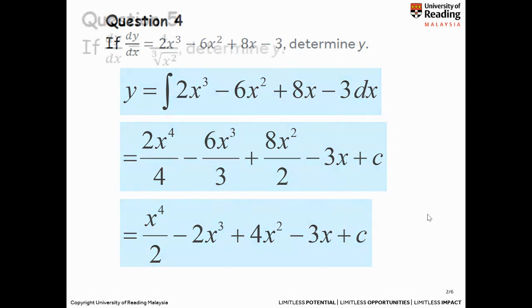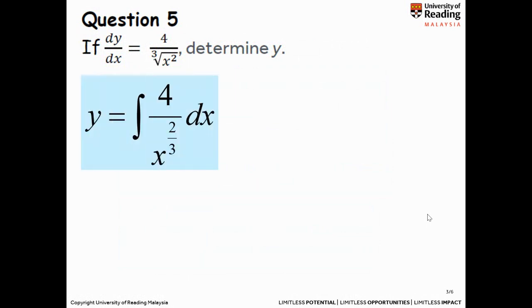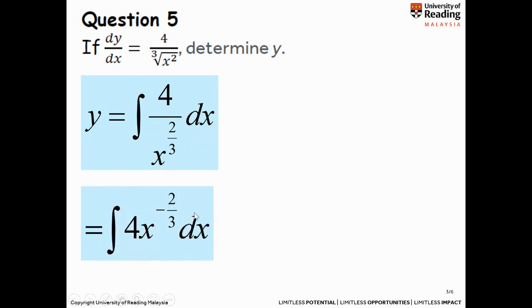Let's look at question 5. So you have the expression 4 over the cube root of x squared. I've shown you this to change the cube root to a fractional power. Therefore, the denominator becomes x to the power 2 over 3. You shall bring the x to the power 2 over 3 from the denominator to become a negative fractional power. So you shall get 4x to the power minus 2 over 3.